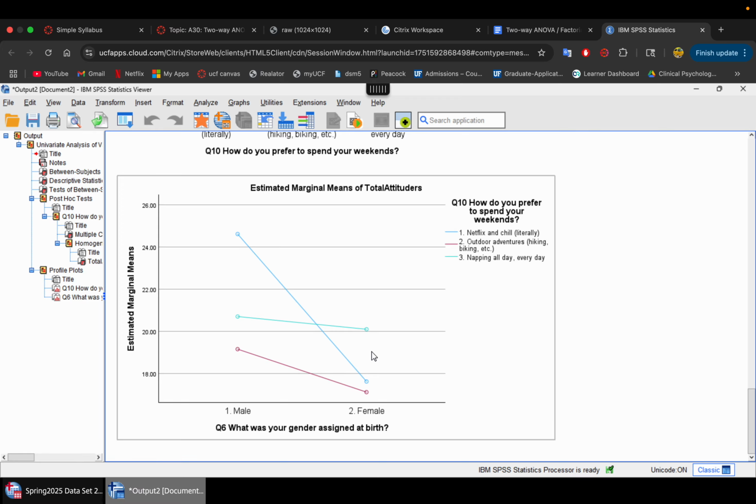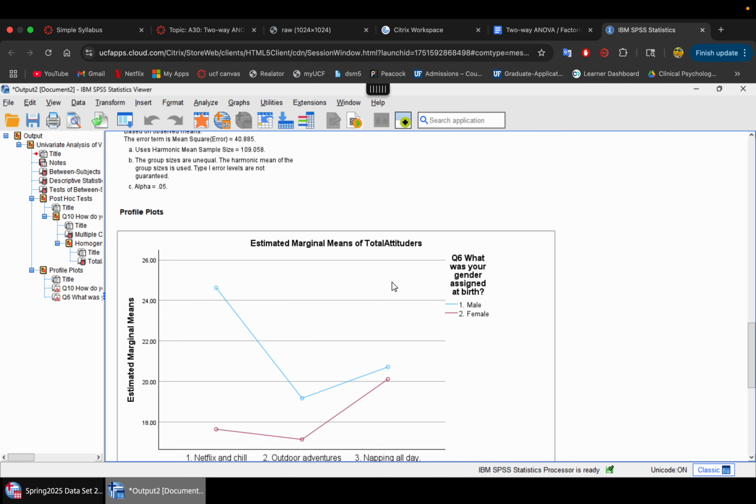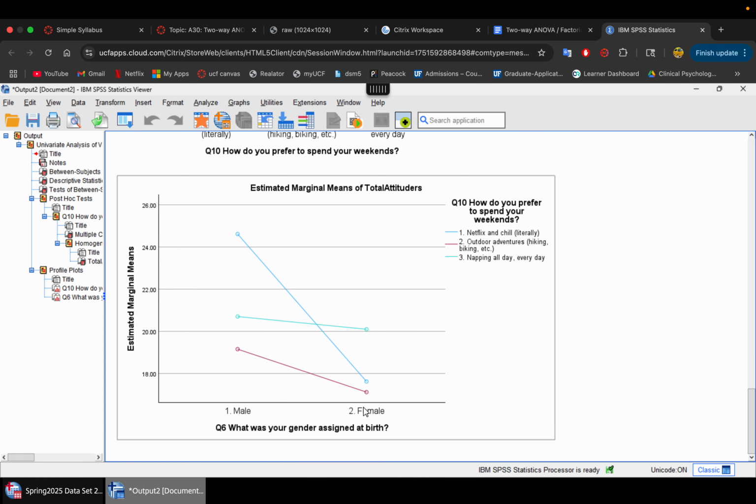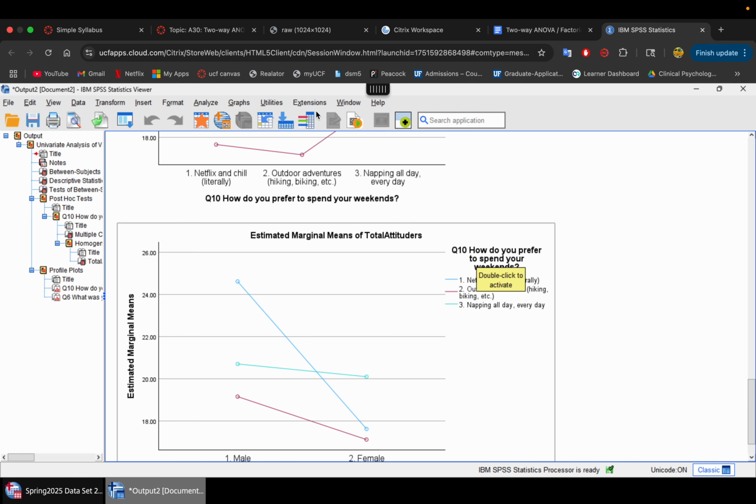And here are the graphs. As you can see, one of the graphs doesn't really make sense, and this other one does. You can see Netflix and chill and napping all day correlate with each other, but outdoor adventures don't correlate with these two, or cross over. So how do we report this?